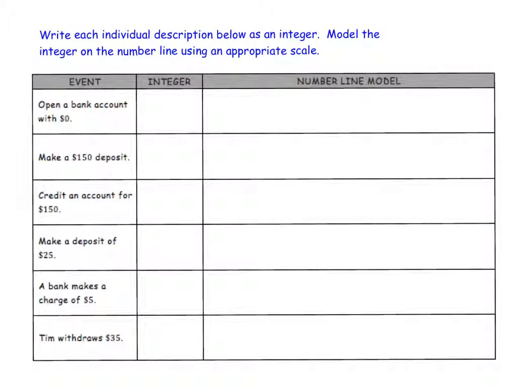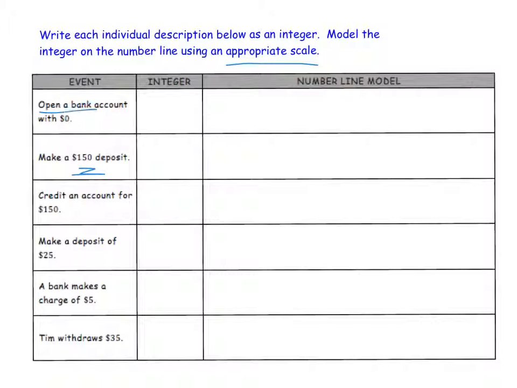All right, so I want you to write each individual description as an integer and then model it on a number line using an appropriate scale. So what that means is looking at what numbers we're talking about. If I'm going up to 150, I'm not going to number my number line by 1. That would be a pain. So thinking about what an appropriate scale is.